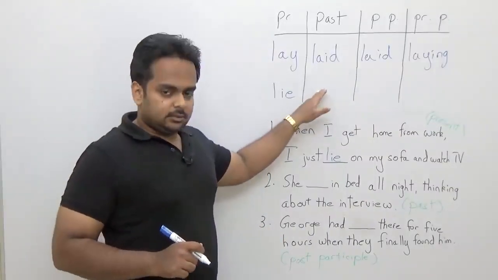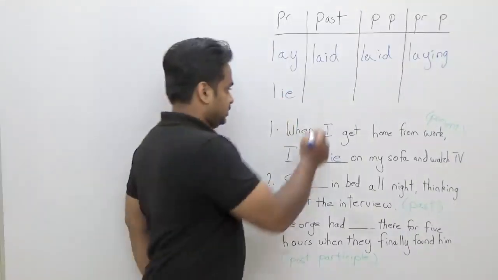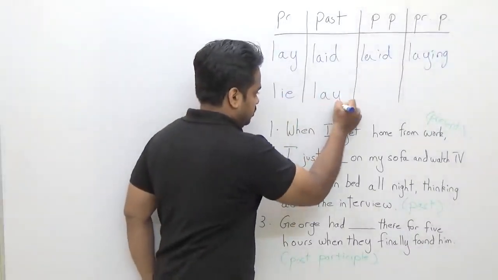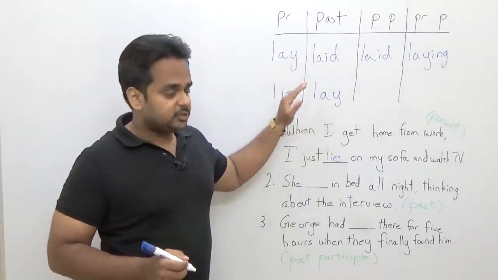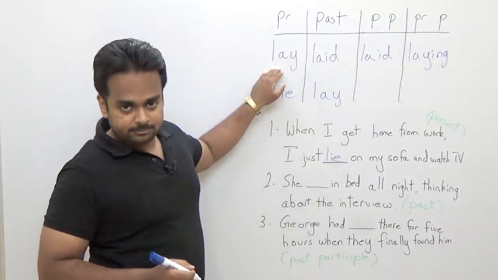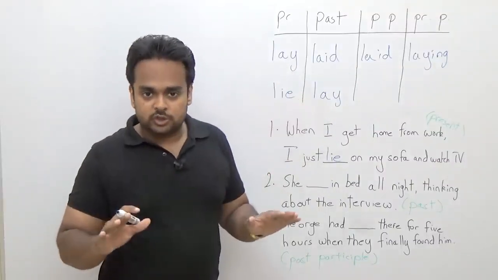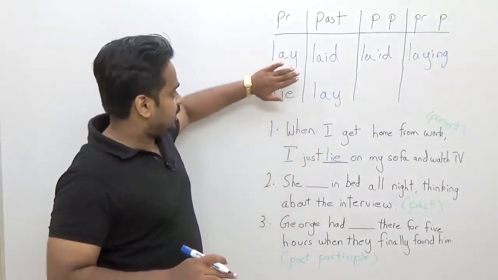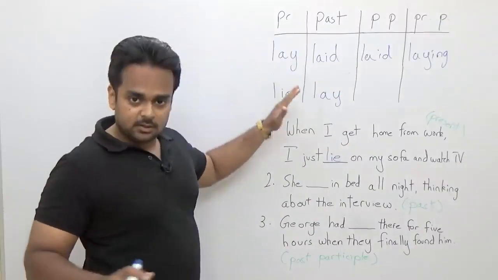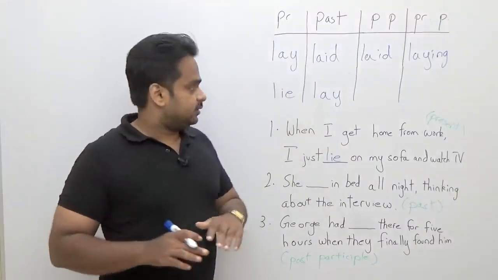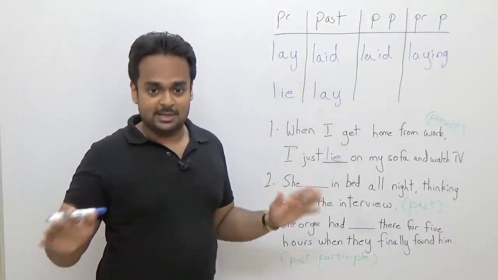Now the past tense form of the verb lie is spelled L-A-Y, and it's pronounced lay, just like this word over here. However, these two words have no connection whatsoever. This is a separate word, and this is a separate word. They're not related, they're not cousins, or they're not aunt and nephew. They're not related in any way, okay?